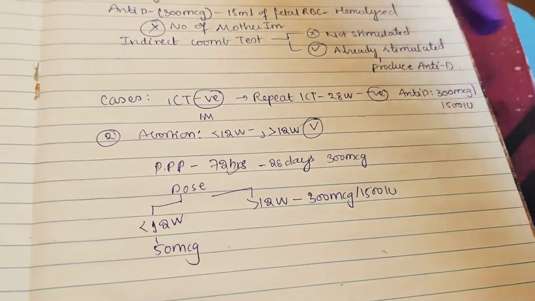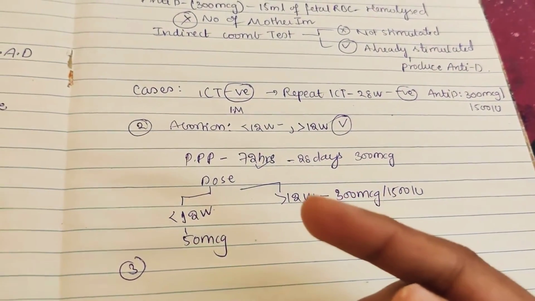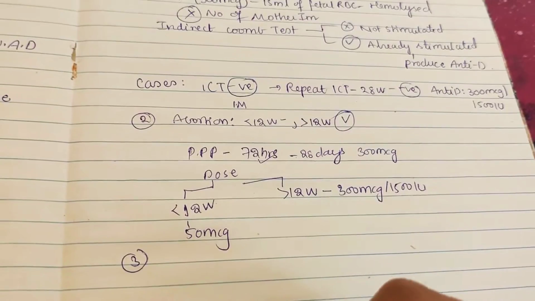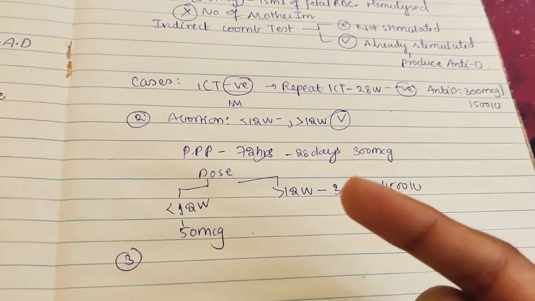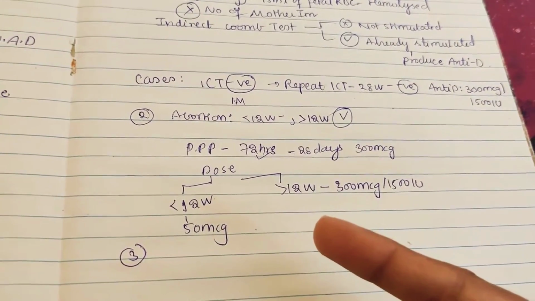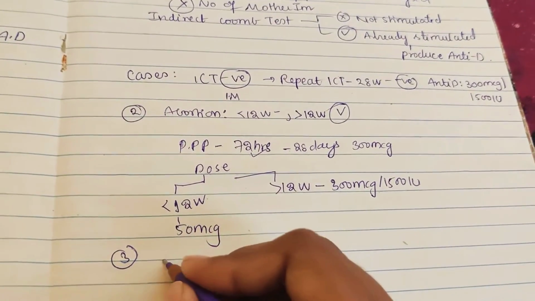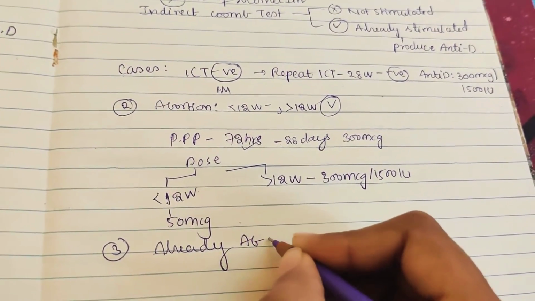Okay, so now let us discuss our case 3. A case where the pregnant female is Rh negative with ICT positive, that is, the indirect Coombs test is positive. So the immune system is stimulated now. Already the immune system is stimulated and has started producing antibodies. So what is the next step? They are already producing antibodies, so now what we need to do?